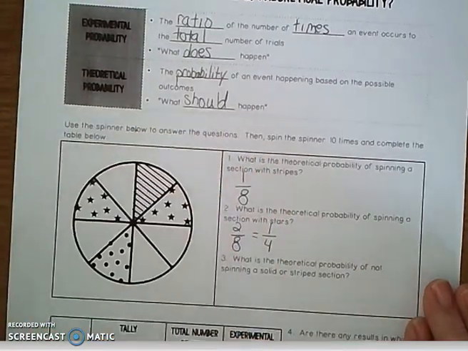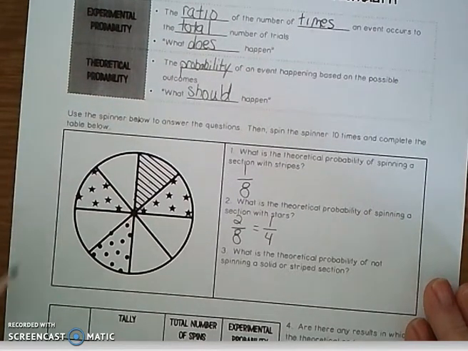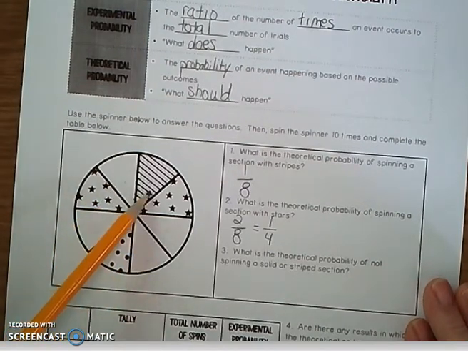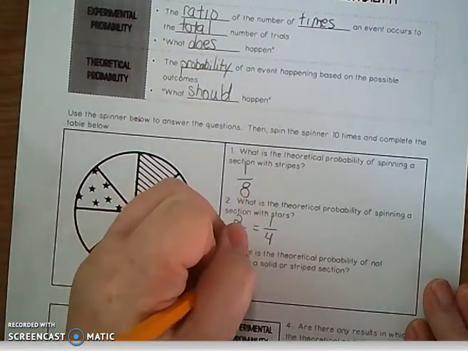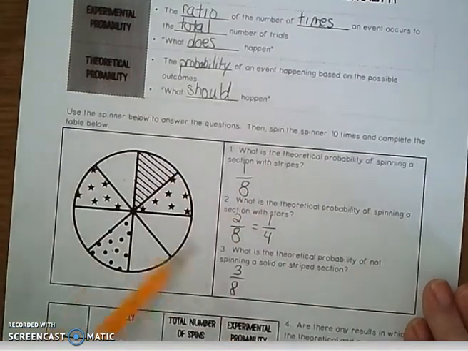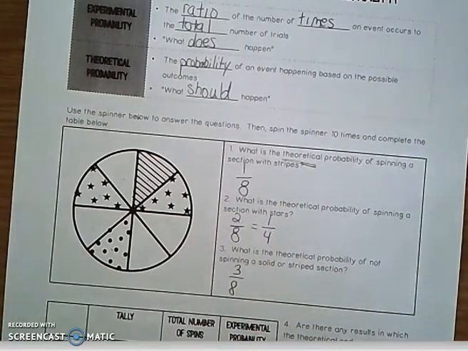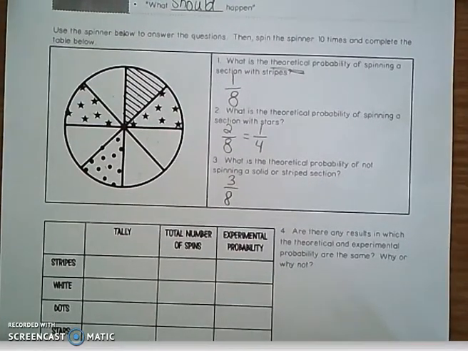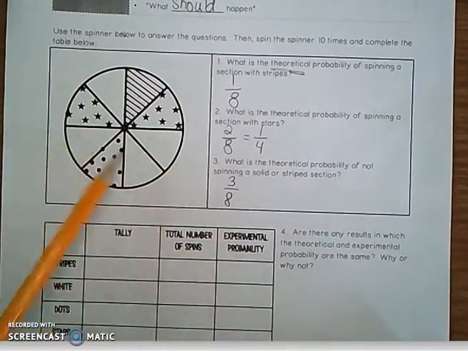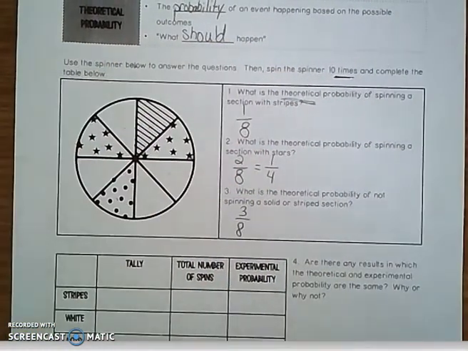Good. What is the theoretical probability of not spinning a solid or a stripe? So no solids, no stripes. So we want the stars and the polka dots. So that's 1, 2, 3 out of 8. That's what should happen, in theory. So now we're going to perform an experiment. We're going to use this spinner and spin it 10 times and complete the table below.